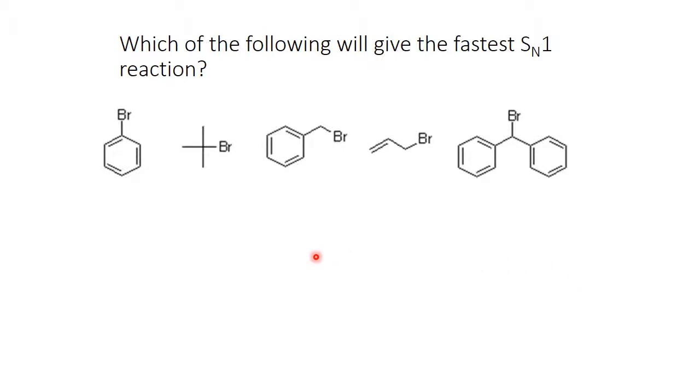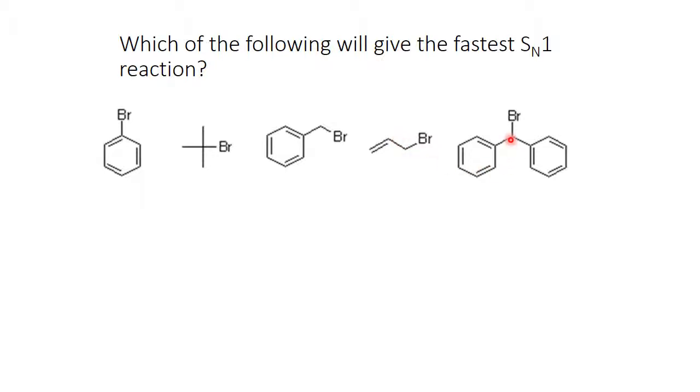Which of the following will give the fastest SN1 reaction? Okay, right off the bat, I look and I say this will not undergo any kind of nucleophilic displacement, so we're going to eliminate that. This is tertiary, this is primary, and that's secondary. Well, these are actually pretty fast, but not as fast as the tertiary. They're fast because they're stabilized by the pi system nearby.